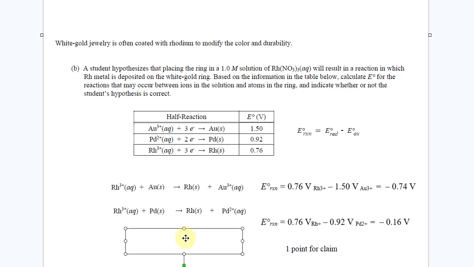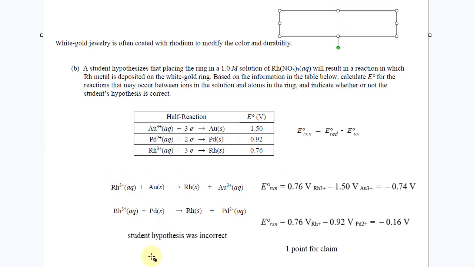In fact, let's see. Do I have that? Yes. Student hypothesis was incorrect, and you have to do both things. If you just showed the voltages and didn't say student's wrong, you lose that important point. So get that extra point. You did the work for the voltages. Answer the question. Answer the question. Remember, here it says, do the voltages and indicate whether or not the student's hypothesis is correct. You have to do both.